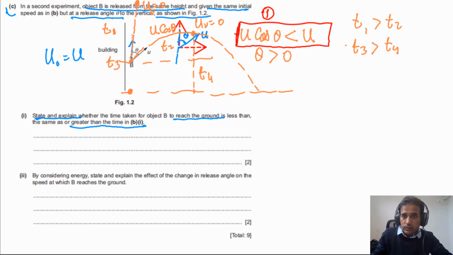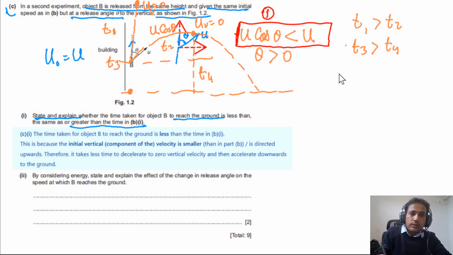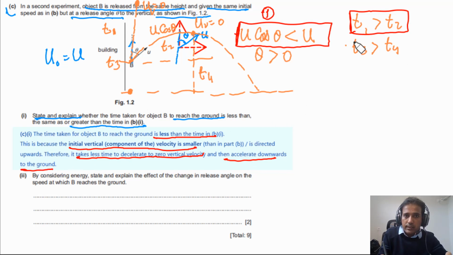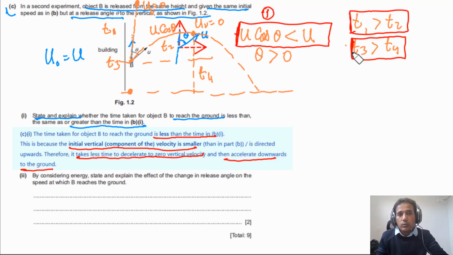So these are the points you need to understand. I hope you have understanding now. So in the answer you have to consider these points. First thing you need to say is that the time will be less. Then you need to say the initial vertical component of the velocity is smaller. Therefore, it takes less time to decelerate to zero vertical velocity, as we have discussed. T1 is greater than T2, means T2 is less than T1, and then it accelerates downwards to the ground. Again, it will take less time, as we discussed. T4 is less than T3. So this is how you need to answer.